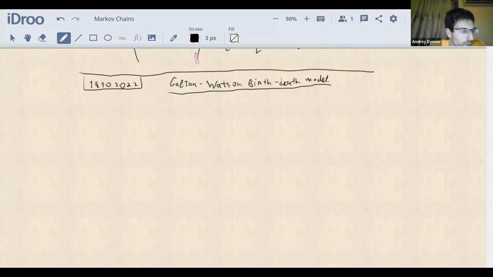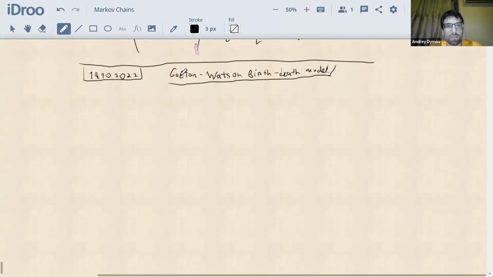So today we'll discuss another example of a Markov chain, which is a rather famous example. This is the Galton-Watson birth-death model. Basically, there are many different birth-death models, but I think this was the first one and possibly the simplest one. So Francis Galton, in the second half of the 19th century, was interested in the following question.